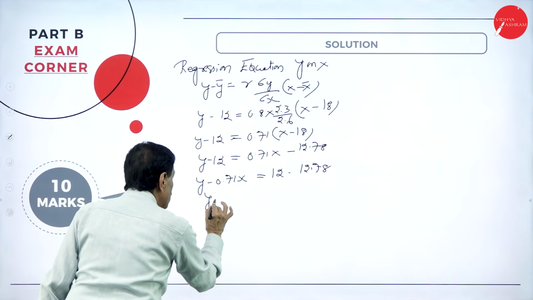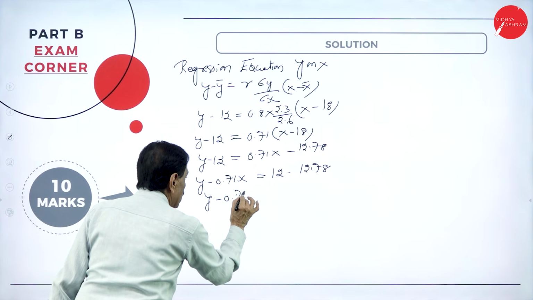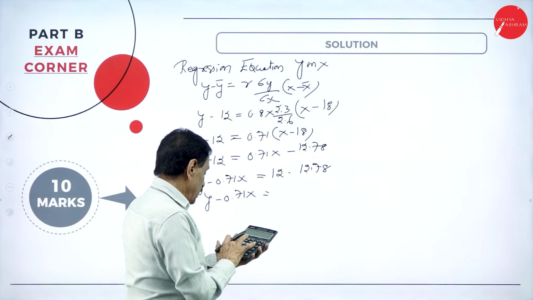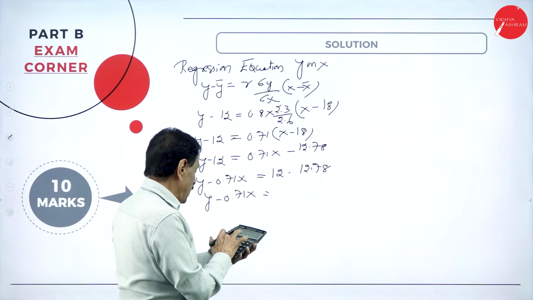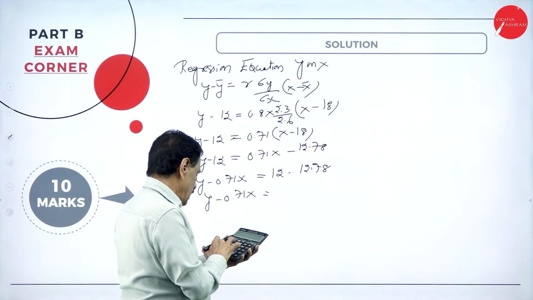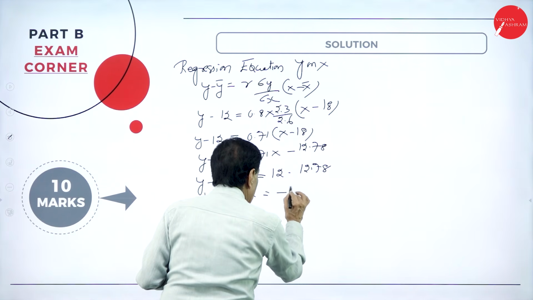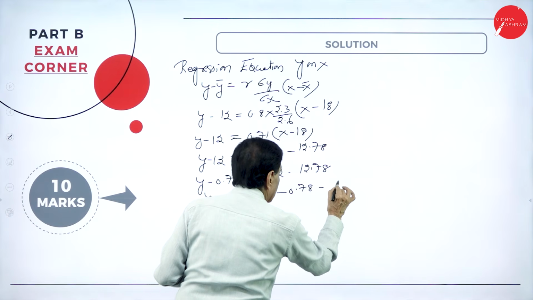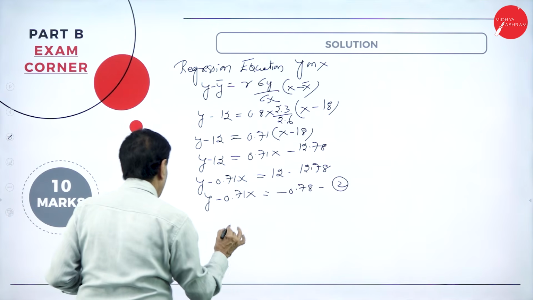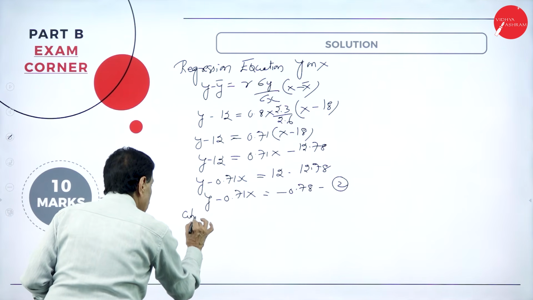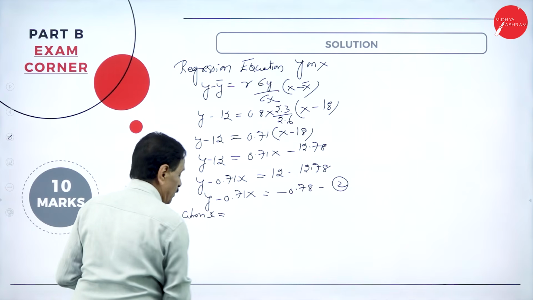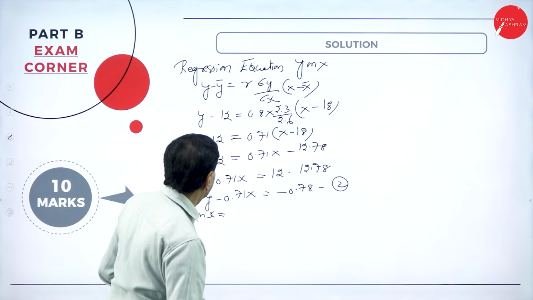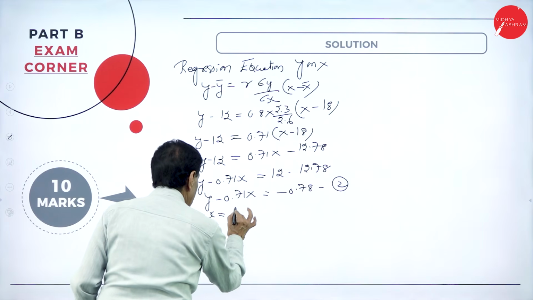y minus 0.71x. This is 12.78 minus 12, minus 0.78. Now, when x is equal to, what's the value? See that? x is 21.